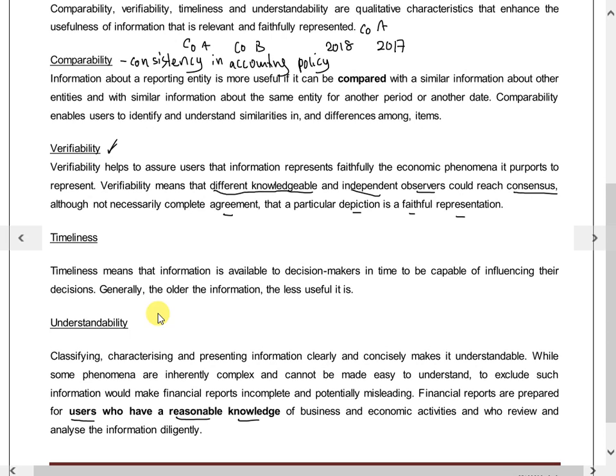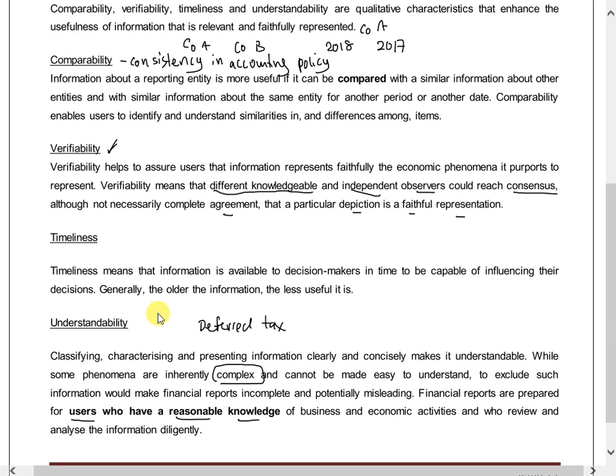Financial statement. You talk to someone who has not learned accounts before. No matter how simplified, they won't understand, right? So you can never achieve understandability with them. That is why understandability means it must be understandable by someone with reasonable knowledge. Then yes, they have got quality.